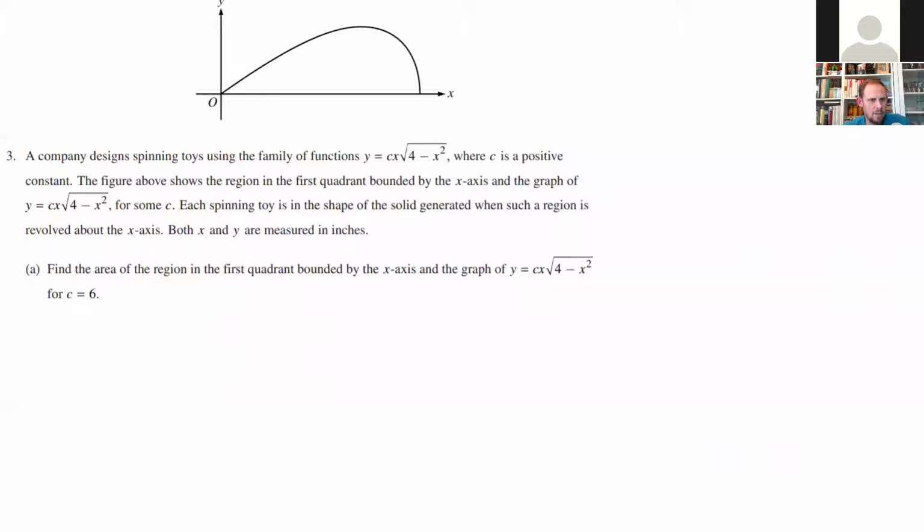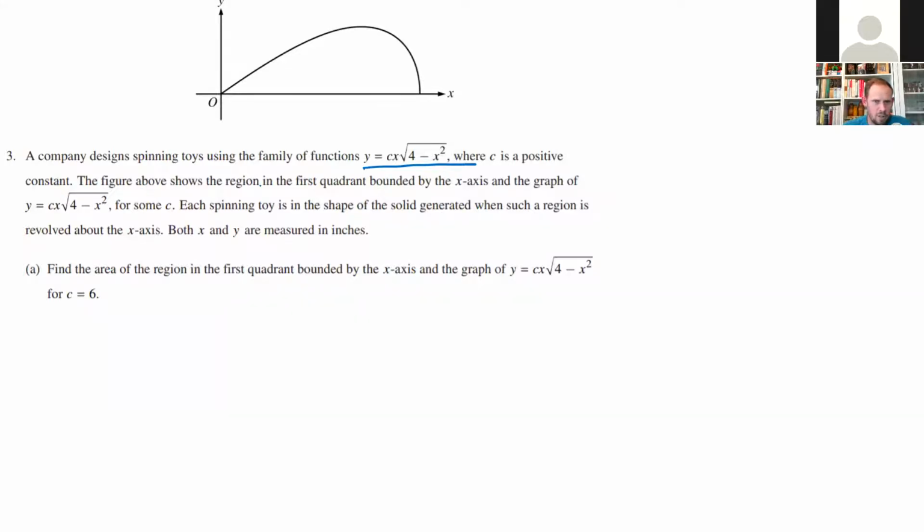All right, the next one, the top problem, as it's been called online. A company designed spinning toys, they don't want to call it a top, using the family of functions y equals cx times the square root of 4 minus x squared, where c is a positive constant. So it's a number.